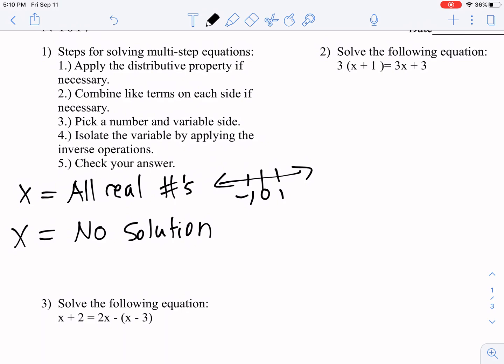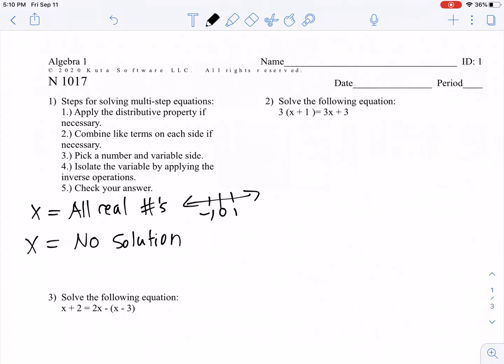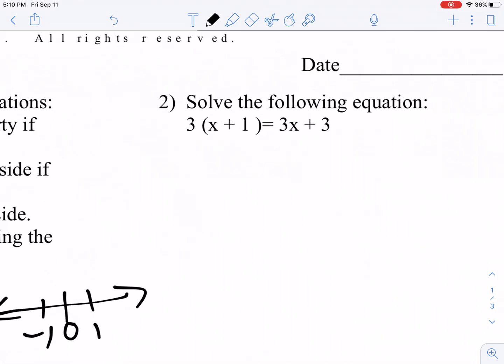The other possibility is, what if there is no value for x that makes the statement true? There is no number that we can plug into the equation and get the same answer on both sides. That would be no solution. In other words, there is no solution for x, okay? So I want to look at these two examples here, on question number 2 and 3.